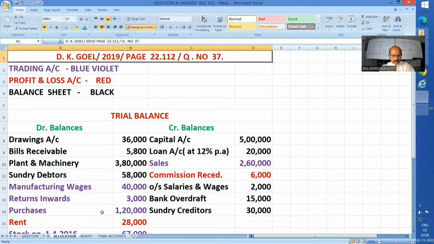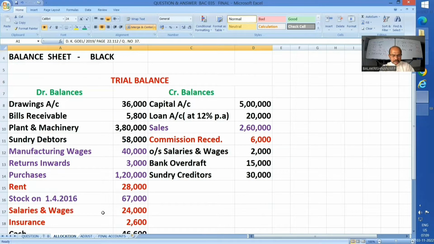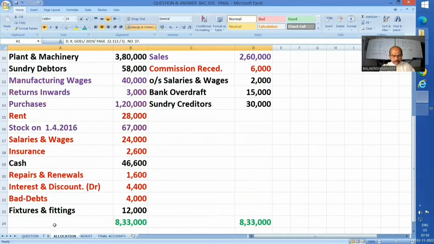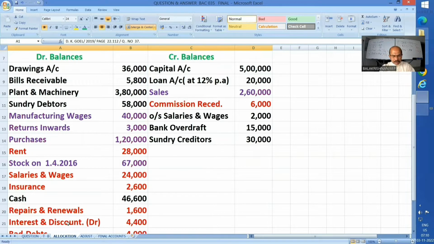Having prepared a trading account, the remaining items in the trial balance will consist of all kinds of accounts, that is personal account, real account, and nominal accounts. We'll pick up each and every nominal account and place it in the profit and loss account. Debit one on the debit side, credit one on the credit side. So nominal accounts are represented here by these red colored items. And of course, the remaining ones will be only personal accounts and real accounts that will move to the balance sheet. So kindly watch my previous videos also, so that you will be very thorough.